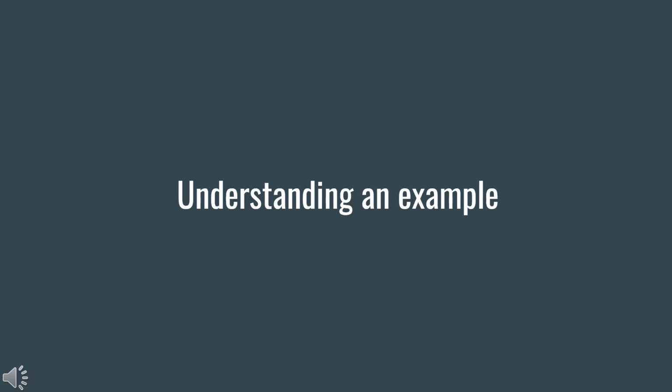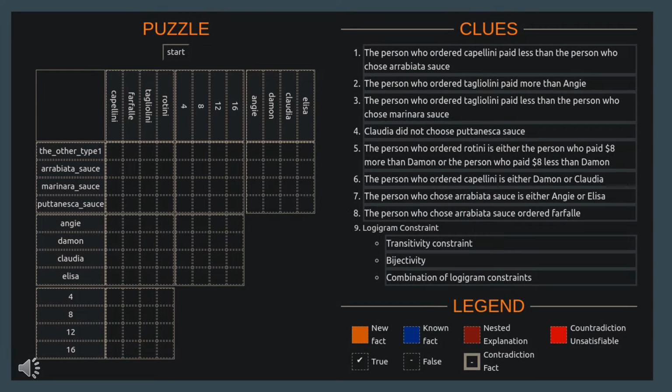Now let's take a look at the example which is also featured in the paper. So this is a puzzle about people having dinner in a restaurant and ordering different types of pasta with some unique sauce. 8 clues are given, and all of these would be used to find the solution. Note that the 4 sauces and 4 people are here. Each person chooses a unique sauce.